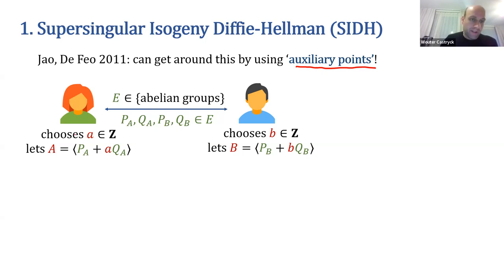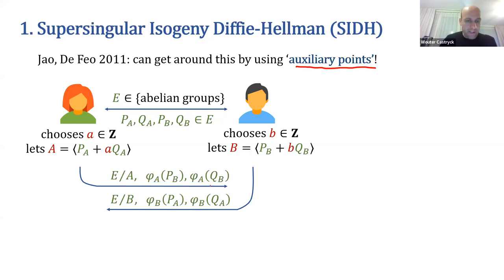How do they do that? Well, Alice chooses a secret scalar A, and generates her secret subgroup as the group generated by PA plus A times QA. Okay, so this is going to be a cyclic subgroup. You can think of this as a rank two thing spanned by PA and QA, and she chooses a secret rank one subgroup in there. And Bob does the same.